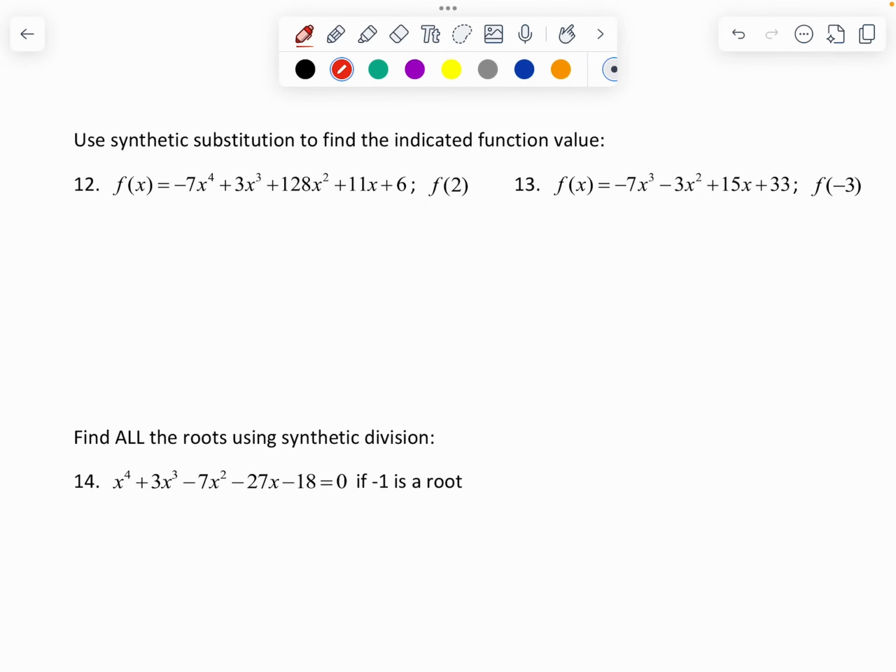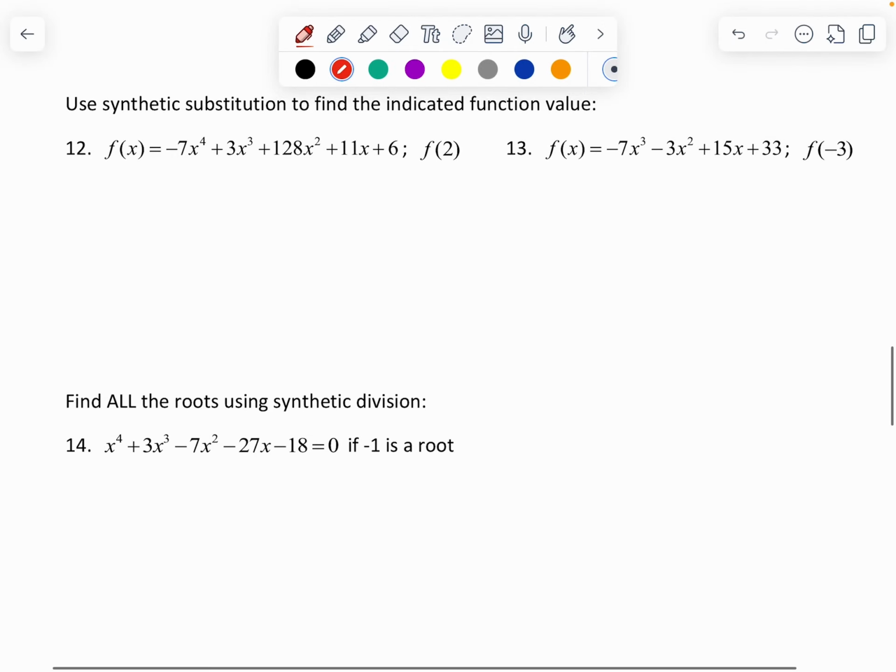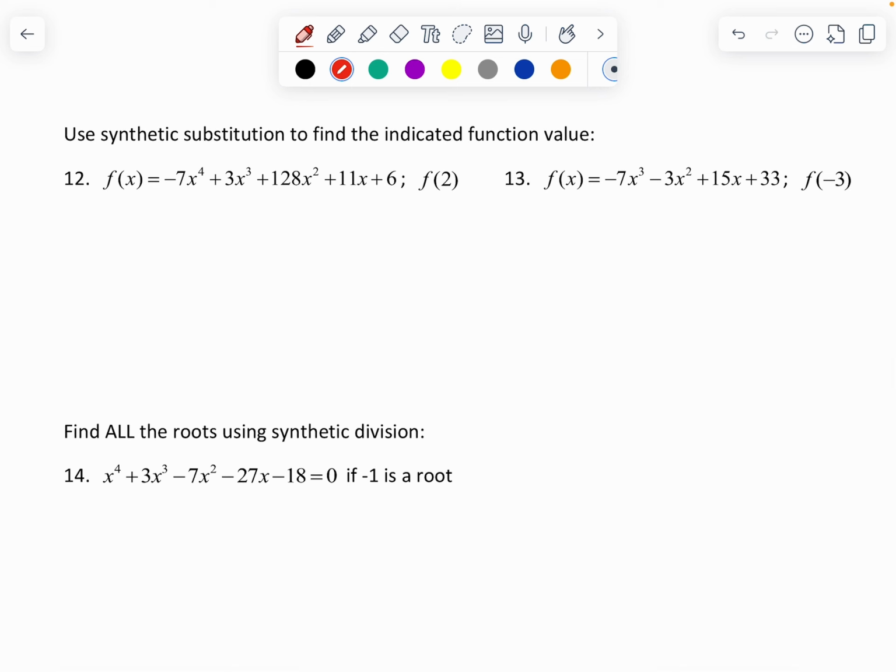All right, page 3. Use synthetic substitution to find the indicated function value. So for this one, we already know that x equals 2. So we're going to go ahead and put 2 in the little box. And let's count down. 4, 3, 2, 1, 0. Perfect, we've got them all. So we have coefficients of -7, 3, 128, wow, that's interesting, 11, and a 6.